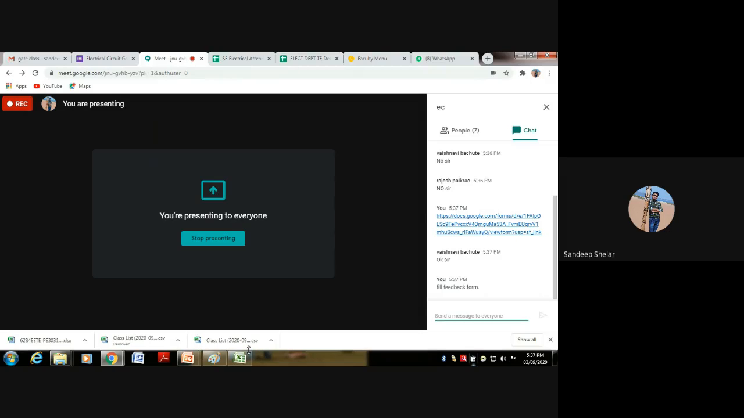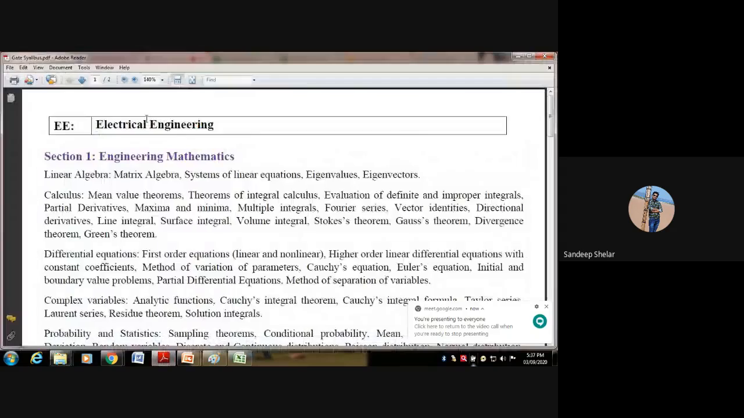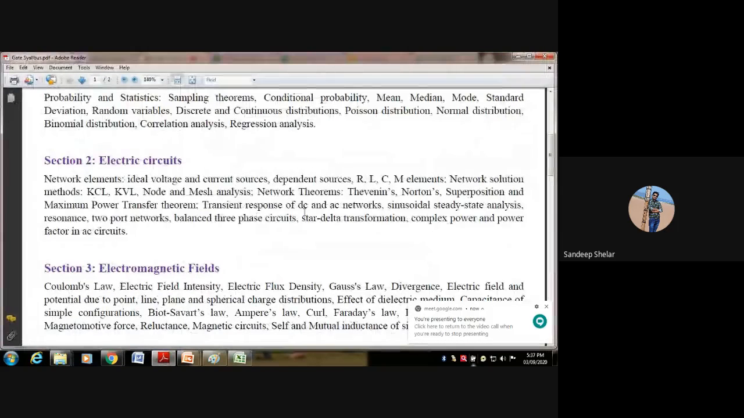Any questions regarding this topic? That means today I have covered the concept of voltage source and current source, that is dependent source and independent source. Then resistance, inductance, capacitance elements in the form of series and parallel connection. Then I have also completed Kirchhoff current law, Kirchhoff voltage law, and mesh analysis with respect to node.